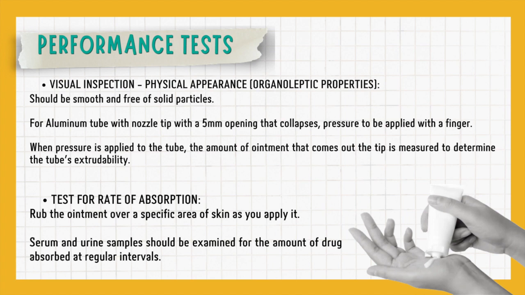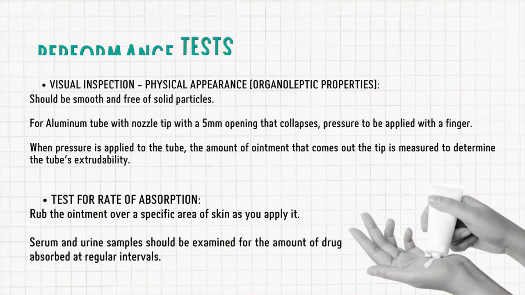Test for rate of absorption. Rub the ointment over a specific area of skin. Serum and urine samples should be examined for the amount of drug absorbed at regular intervals.